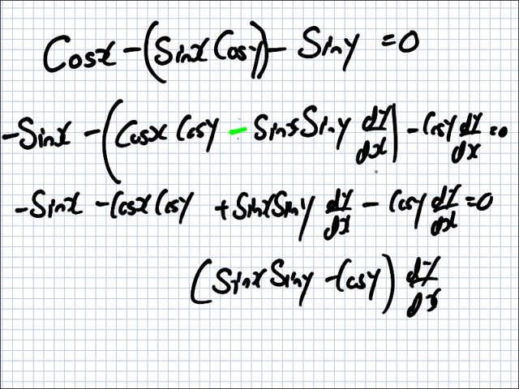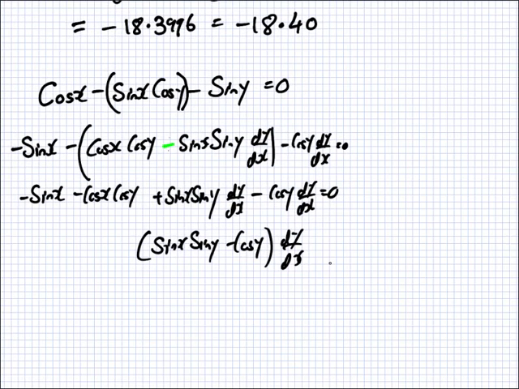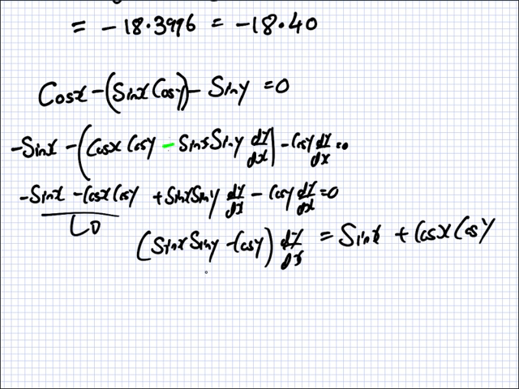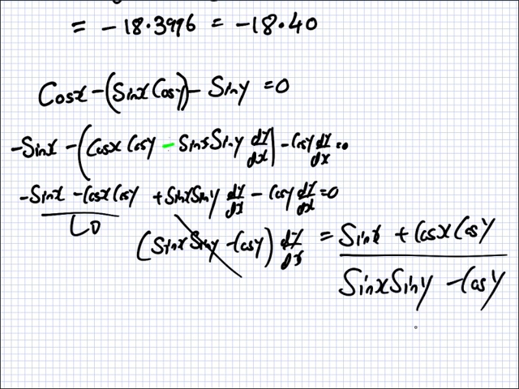And what I'll do is I'll take those two guys to the right. So that's sin x and then cos x cos y. These two to the right. So then the last thing to do is just divide by sin x sin y minus cos y.